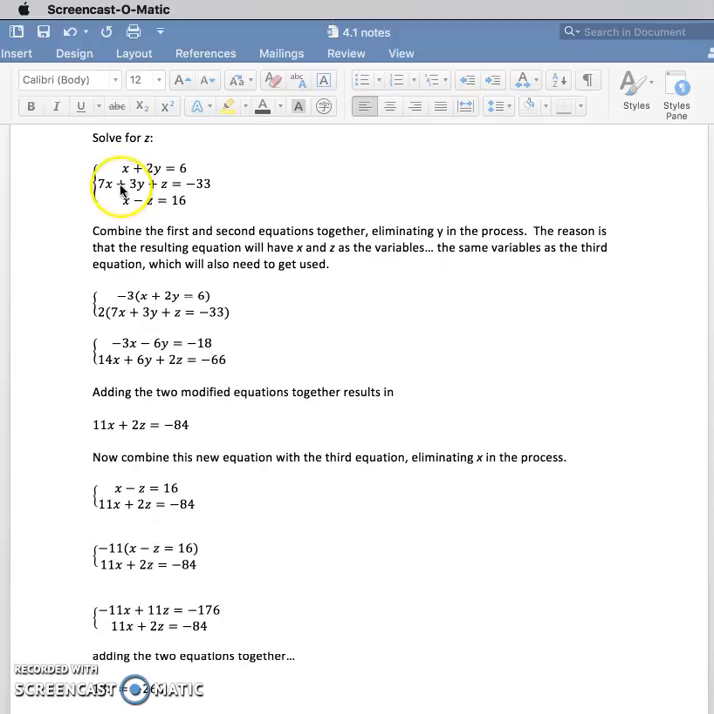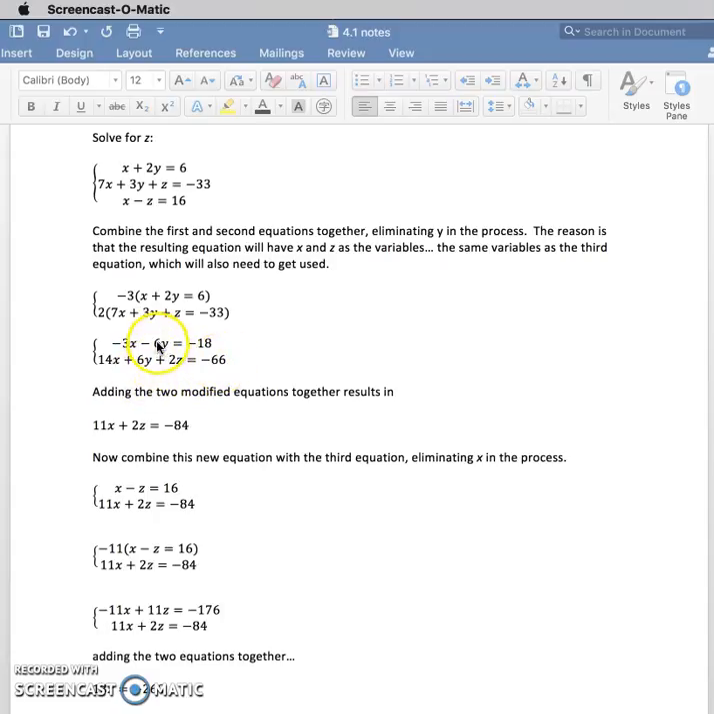So we will multiply the first equation through by -3, and the second equation we'll multiply through by 2. What we're after are these additive inverses of -6's, all right? -3 multiplied to x plus 2y equals 6 will give us -3x minus 6y equals -18. As for multiplying the 2 to the second equation, that'll give us 14x plus 6y plus 2z equals -66.